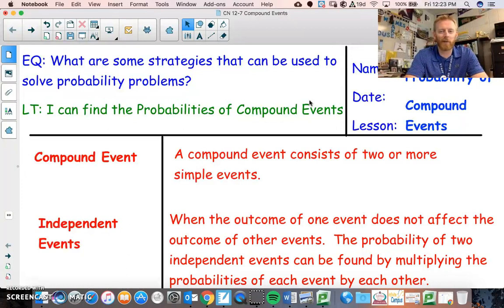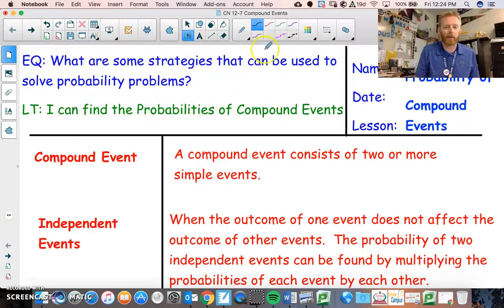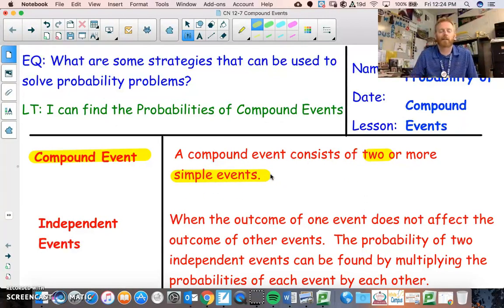This is 12.7. 12.7 is about the probability of compound events. So some keywords that you might need to know for this specific lesson are coming up right here. I have a compound event. A compound event consists of two or more simple events. Simple events are things like rolling a dice, drawing a card from a deck of cards, flipping a coin. Those are all simple events.